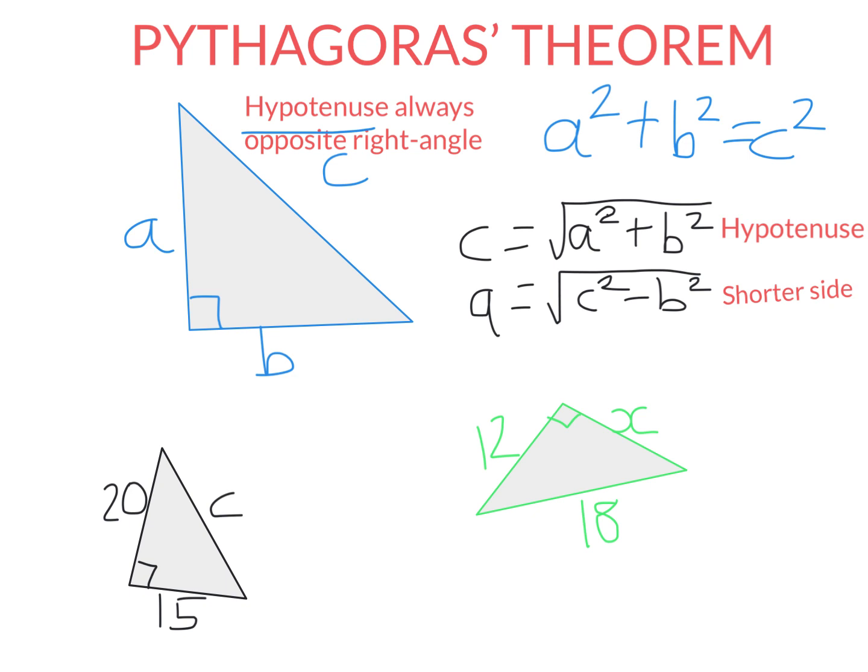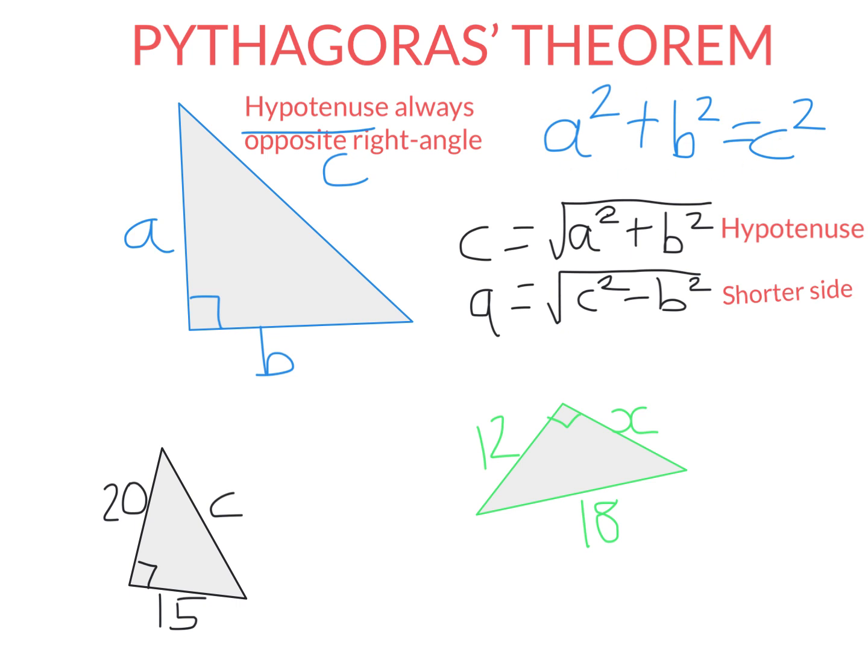So Pythagoras' theorem says that a squared plus b squared equals c squared. It says shorter side squared plus shorter side squared equals the longer side squared, and that works in any right-angled triangle. So we can use this equation here to find the length of an unknown side in a right-angled triangle. As long as we know two of these lengths, we can find the third length.